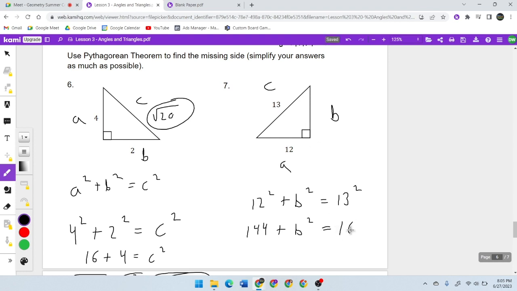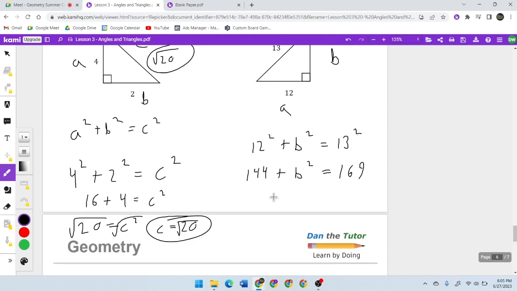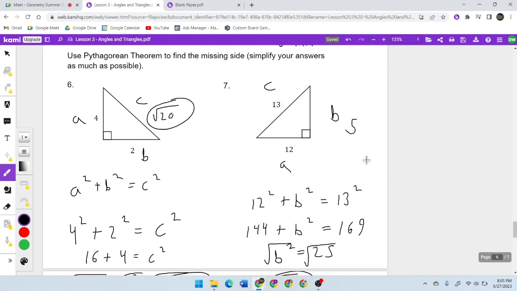13 squared is going to be 169. And again, this helps if you have a calculator. I don't care about sharing this information with you right now because I'm so nice. But then if you want to solve for b squared, subtract 144 from both sides. 169 minus 144, that's going to be 25. And again, you just take the square root. So that means b is going to equal the square root of 25, which hopefully you know is 5. And there was the missing side. It's 5. Any questions for number 7?